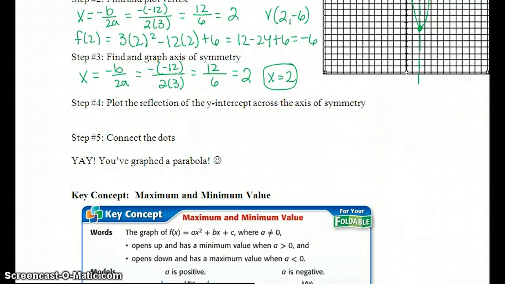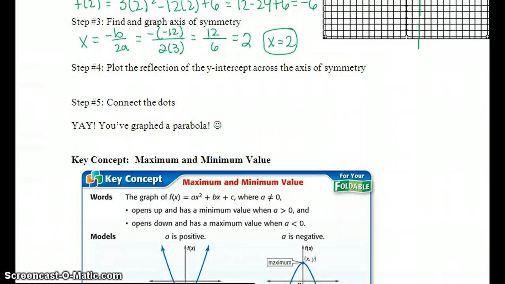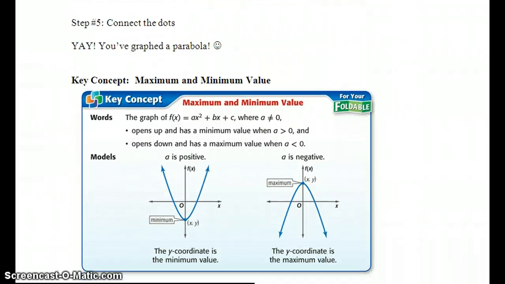Let's go on to the maximum or minimum value. I was telling you a minute ago that if your A is positive, then you're going to have a parabola that opens up, and it'll have a minimum value. Well, that value is the y-coordinate of the vertex. If your A is negative, it's going to open down, and you'll have a maximum value, and the y-coordinate of the vertex is the maximum value.